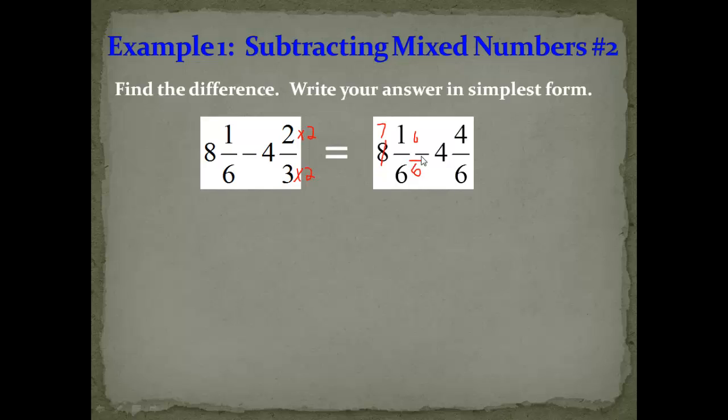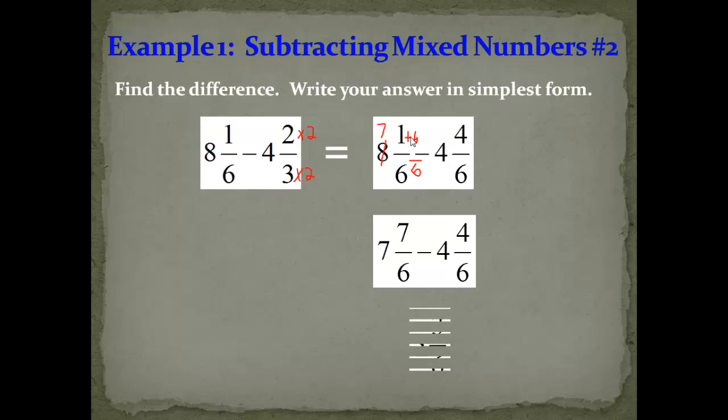So we borrowed one whole, which was 6/6. We had 1/6 and we borrowed 6/6, so we add the 1 and the 6 to give us 7/6. So now we have 7 7/6 minus 4 4/6. Now we can subtract our fractions. 7/6 minus 4/6 is 3/6, and 7 minus 4 is 3. So we have 3 3/6.